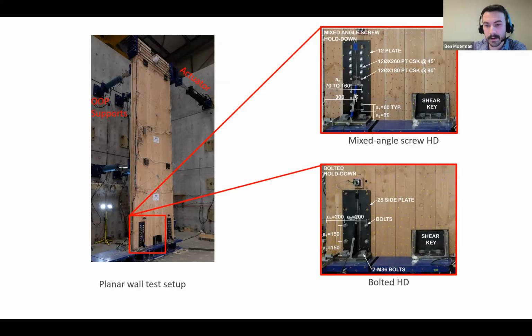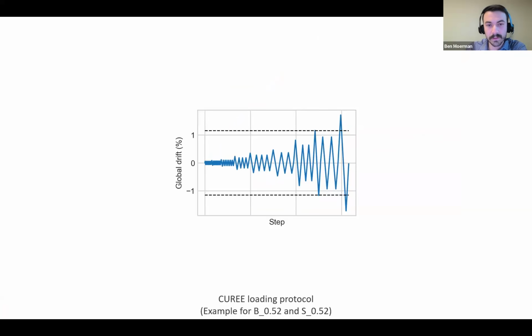And then the other connection we looked at was just a bolted hold down. So it was 4 bolts, varying diameters depending on the test. And yeah, you can see the plate's a bit oversized. We wanted some flexibility to possibly add more bolts, but we just stuck with 4. The walls were tested with the Curie loading protocol. This was a protocol set up for light timber frame, but is also practically relevant for what we were doing with CLT.